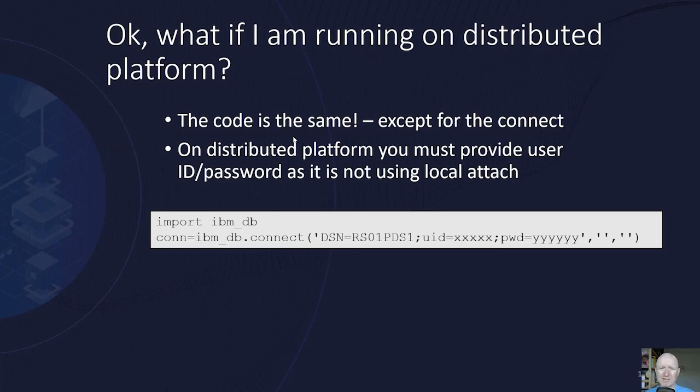What if I want to run the same program on distributed platform? And the nice thing is that the code is the same, except for the connect. As mentioned, when you're running on z/OS, you're doing a local attachment, so no user ID and password is required. But when you're running on distributed platform, you have to supply user ID and password, and a connection string. So in this case, I'm just supplying the DSN name. I've already configured that connection in my DB2 driver on my laptop, so I can just point to that DSN. But there's an alternative connection string syntax where you can connect to an arbitrary system, providing the URL, the host name, port, location name, etc. But the rest of the program is similar.